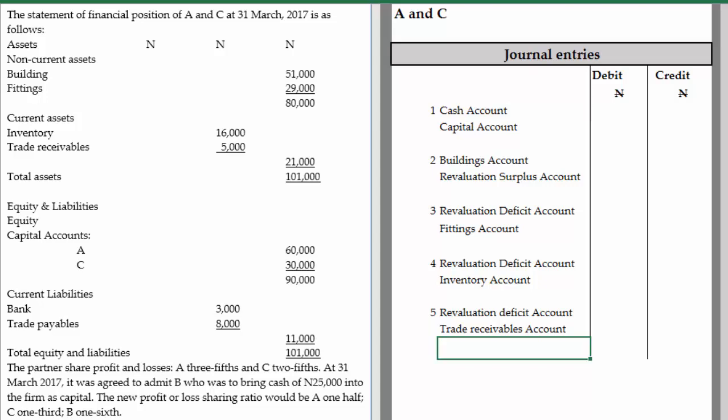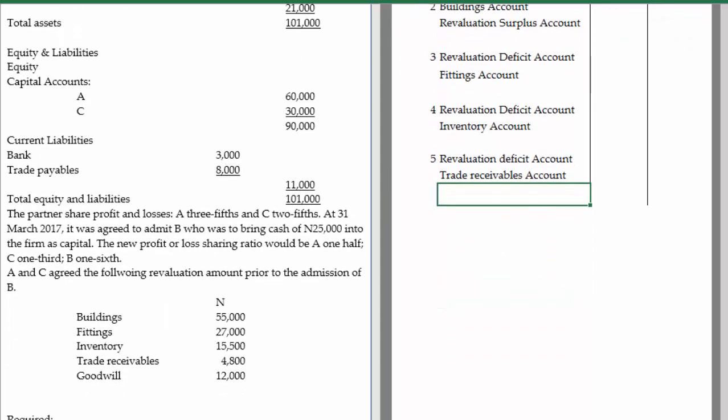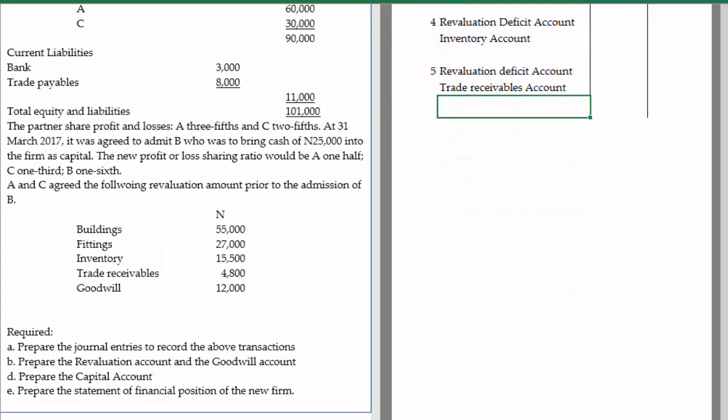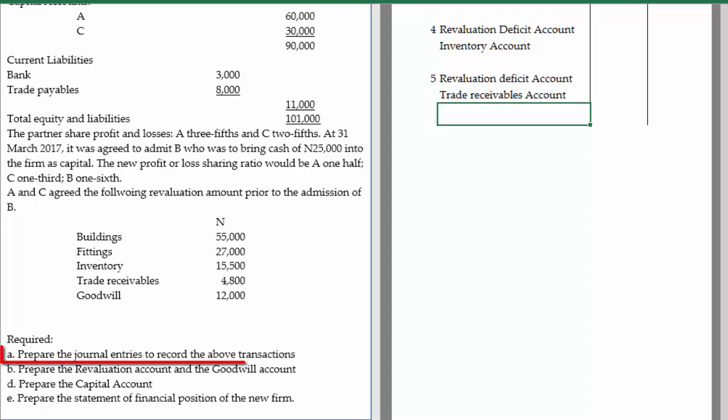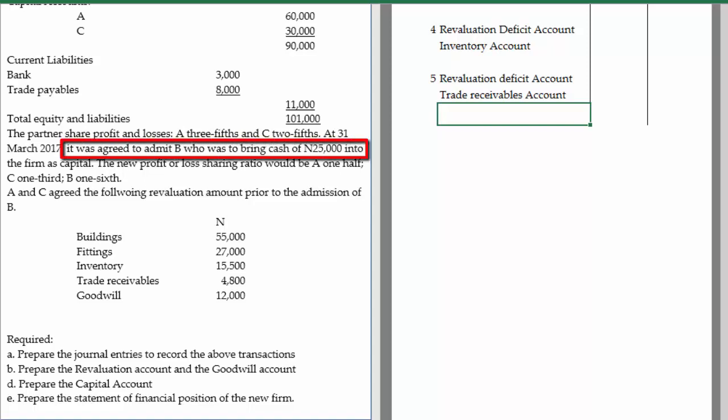Welcome back. In this video, we will look at the first requirement of this question, which is to prepare the journal entries to record the above transactions. The transactions that happened during the year were: 1. The partnership agreed to admit B, who was to bring a cash of 25,000 into the firm.